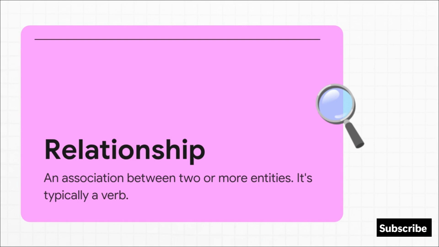So our final building block is the relationship. And if entities are the nouns and attributes are the adjectives, well, relationships are the verbs. They're the action words that connect everything together. A professor teaches a course. A student enrolls in a course. See? These verbs are what show us how all our different entities actually interact with each other.